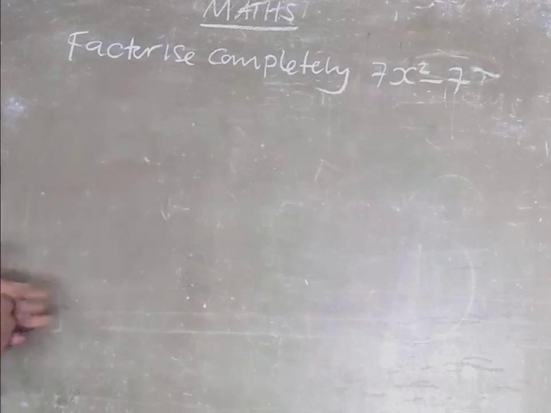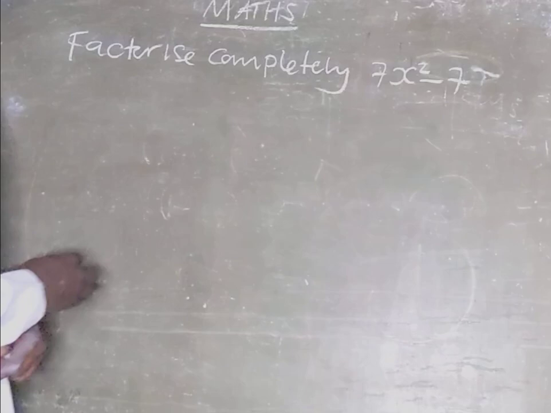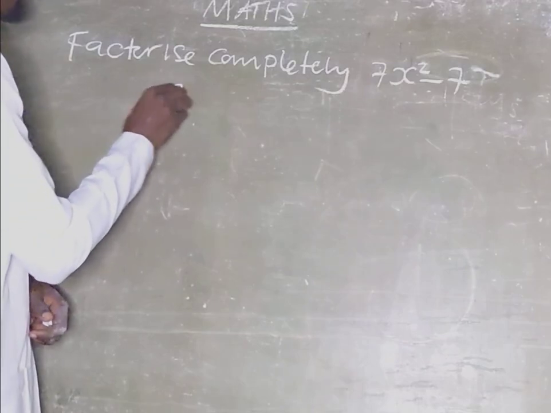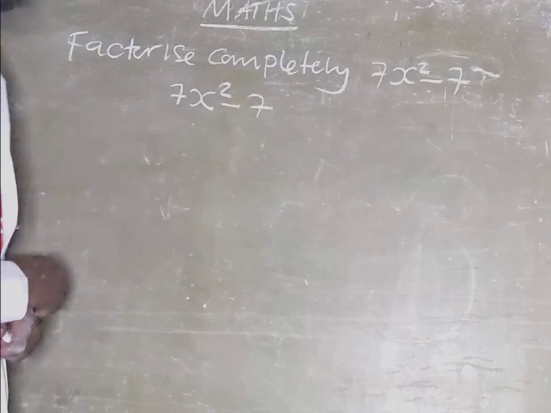So the question is talking about factorization. Factorize completely: 7x to the power 2 minus 7.